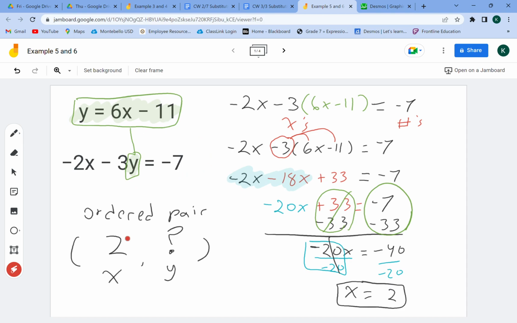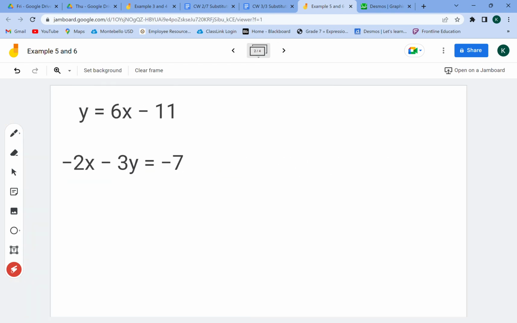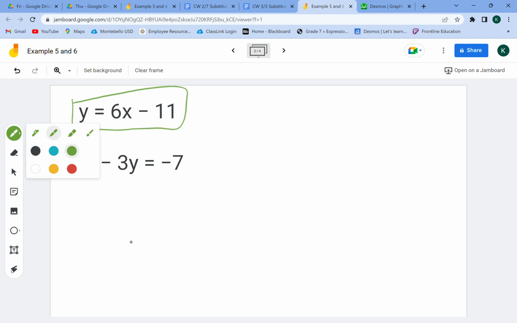I'm going to use the first one because notice that y is already by itself, so all I've got to do is replace the x, work things out, and I get the y value. So that's what I'm going to do in the next slide. So I'm going to go ahead and go over here. Okay, so I'm going to use this one here. I'm going to bring it over.